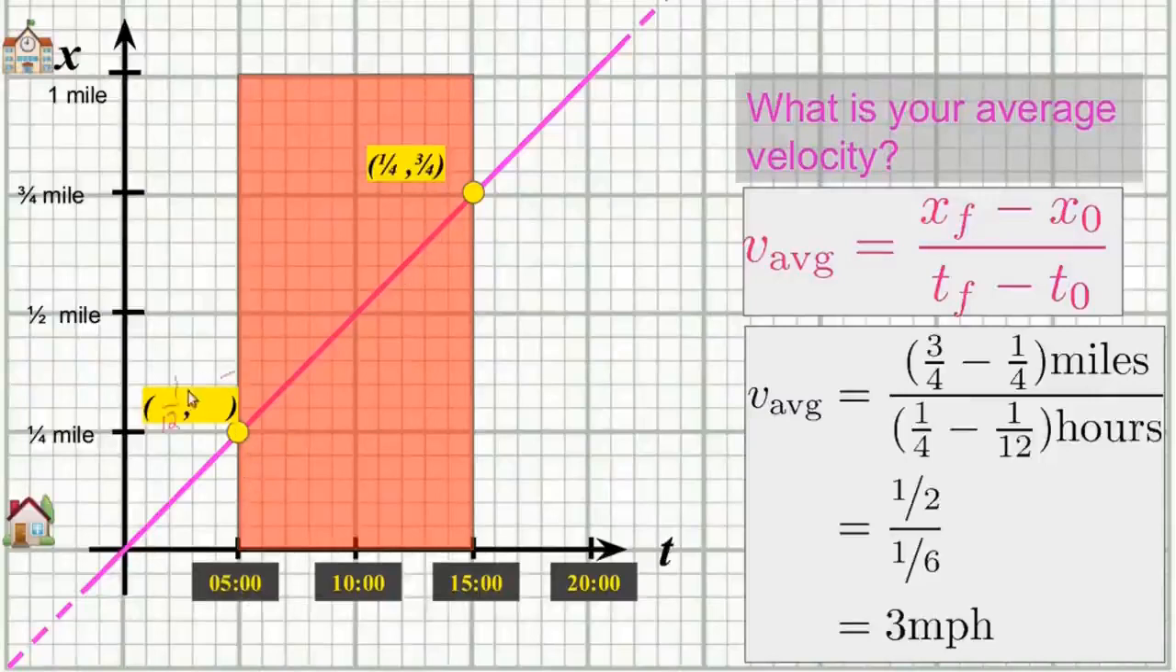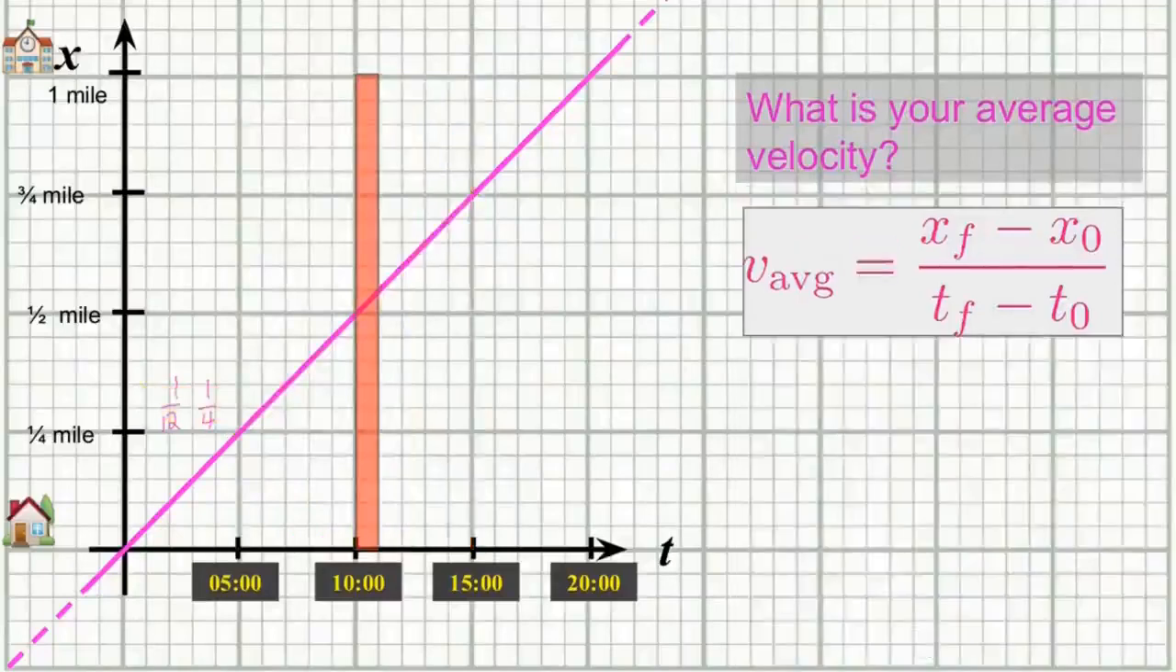And our position, we start out at 1/4 of a mile. So if we apply the same definition, we're going to take the difference in displacement, 3/4 minus 1/4, divided by 1/4 of an hour minus 1/12 of an hour. So that's 15 minutes minus 5 minutes. That's a half divided by 1/6. You can find the common denominators there. That's still 3 miles per hour.